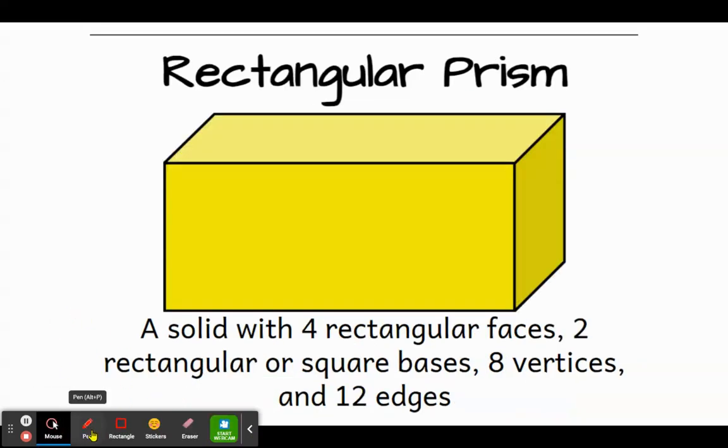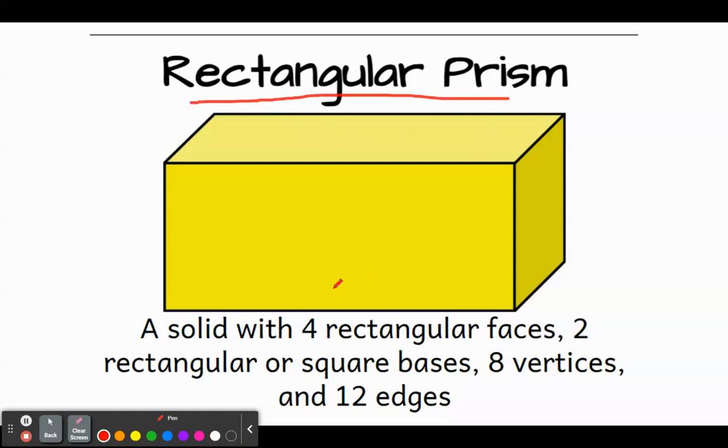Then we have some prisms. The first one we're going to talk about is a rectangular prism. A rectangular prism is a solid with 4 rectangular faces, right? So we see our rectangular faces here, 1, 2. We have one on the bottom and then one in the back. And then it has 2 square or rectangular bases. So that's going to be this right here. In this case, it's a square. It can also be a rectangle. It has 8 vertices, which is 8 corners, and then 12 edges, which is where 2 faces meet. So we have 12 of those.